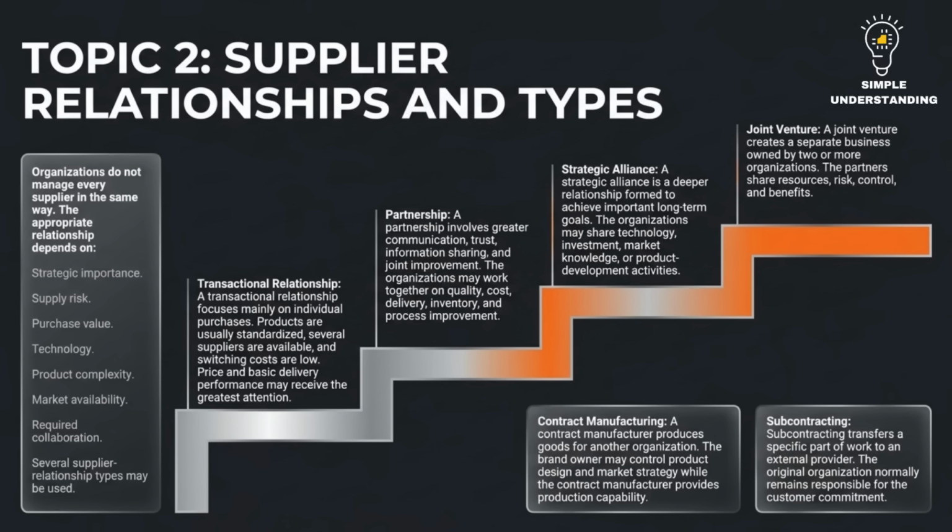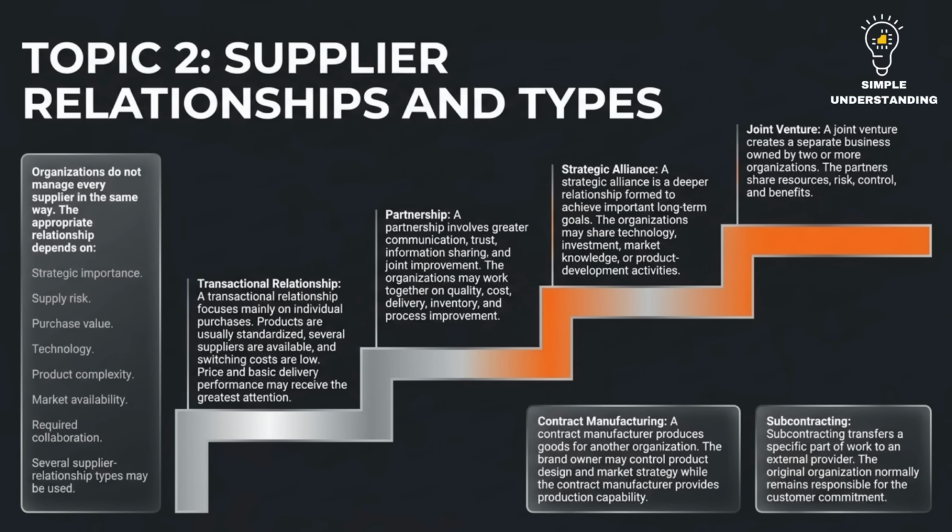Topic 2. Supplier relationships and relationship types. Organizations do not manage every supplier the same way. The appropriate relationship depends on strategic importance, supply risk, purchase value, technology, product complexity, market availability, required collaboration. Several supplier relationship types may be used.